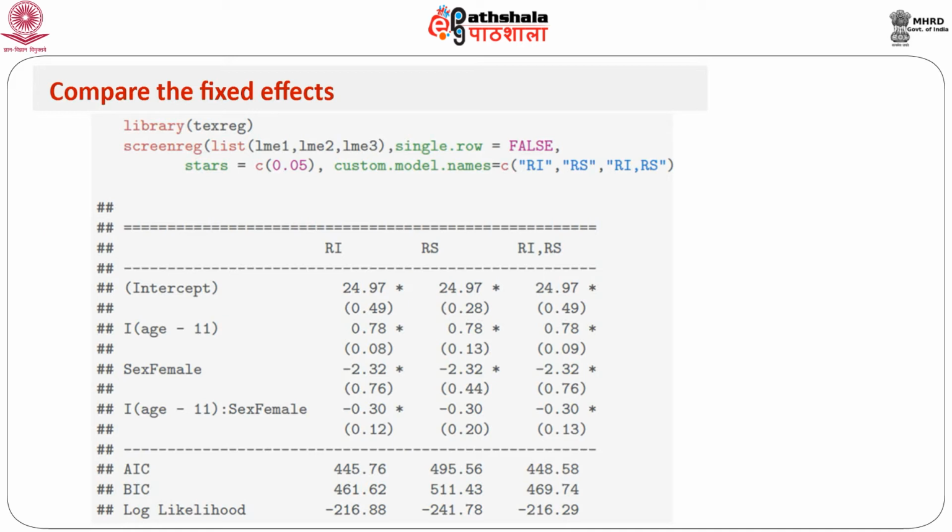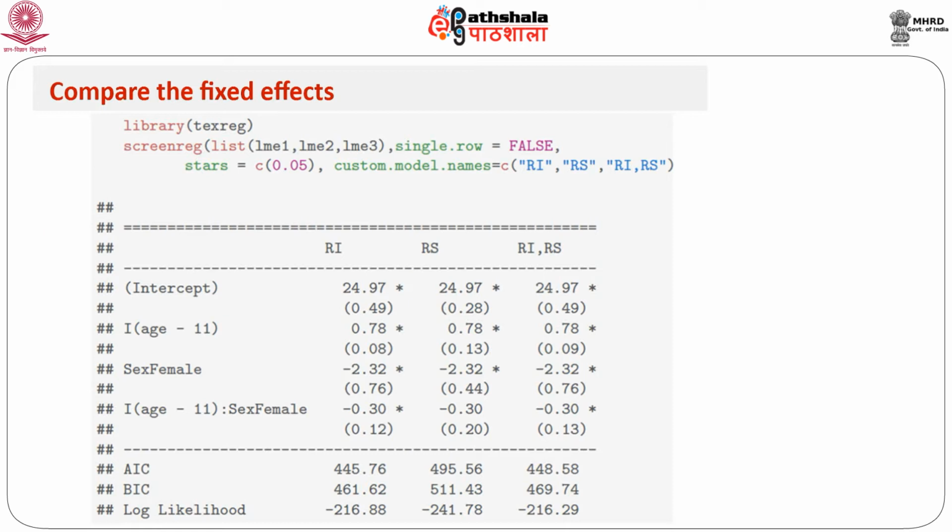For all the 3 models, we see that the fixed effects are more or less the same. The coefficients and the significance are the same, but the standard errors are different. Here, for example, the standard error is 0.49 and here the standard error is 0.28. So, let us interpret the model. The model says that the default is the level male. So, in general, the distance for the males is 24.97 plus 0.78 into (age - 11). So, that is at the population level.